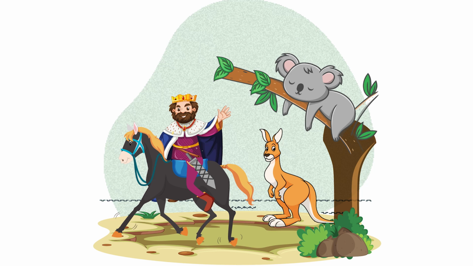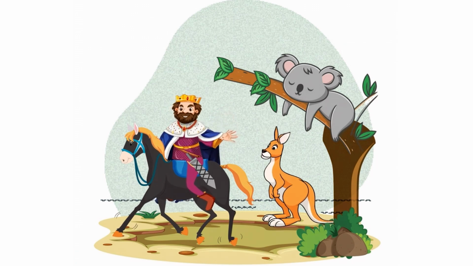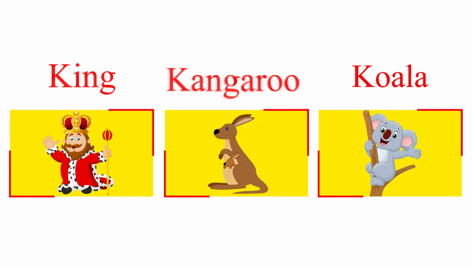In this picture, we can see a king riding on a horse. A kangaroo is at the back of the king. A koala is sleeping on the tree. King, kangaroo, koala are friends of K. Do you know some more friends of K?